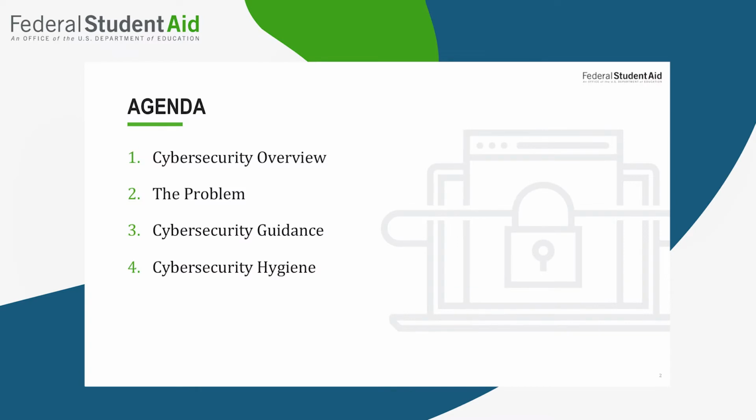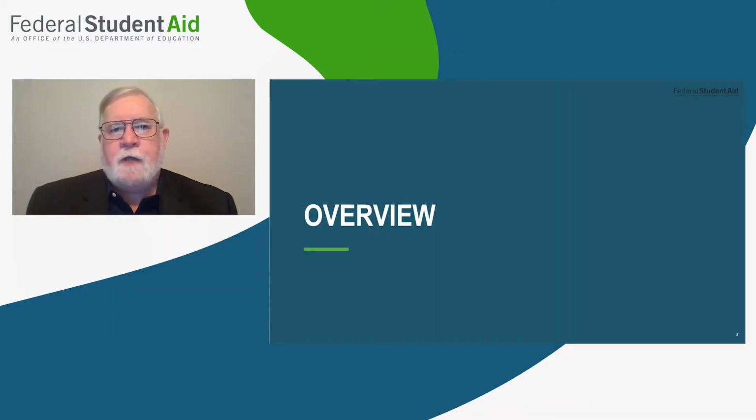So here's some of the items we're going to talk about today. I'm going to give you an overview of cybersecurity. We're going to talk about some of the problems that you're faced with, and give you a little bit of guidance. Guidance is something we all have to live by. That's the compliance activities, part of the job. And then talk in general about cyber hygiene and the things that we can do to support good cyber practices to keep everything secure.